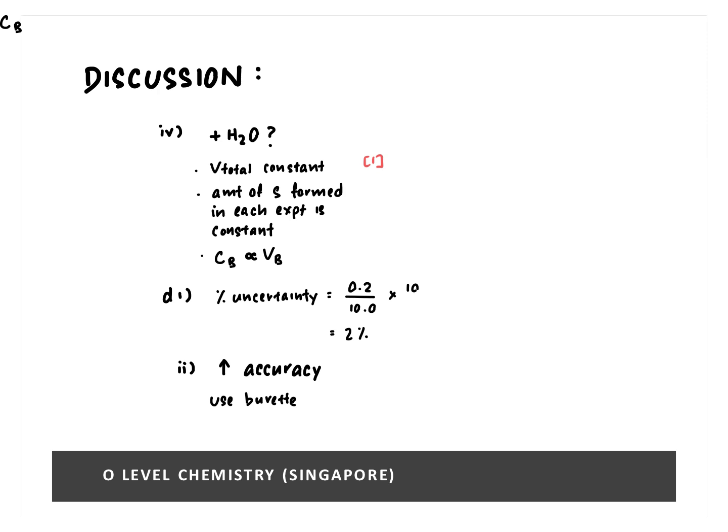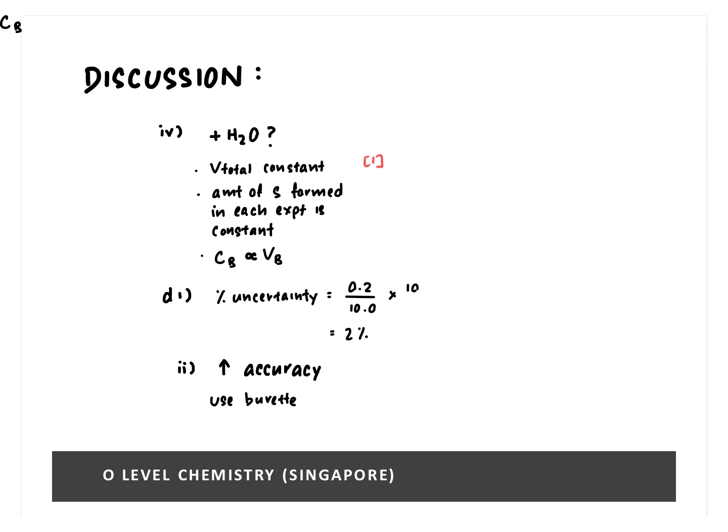The second point is then to explain why it must be kept constant. There are 2 reasons for that. One is so that the amount of sulfur required to be formed to block the spot from view is the same in all experimental runs.